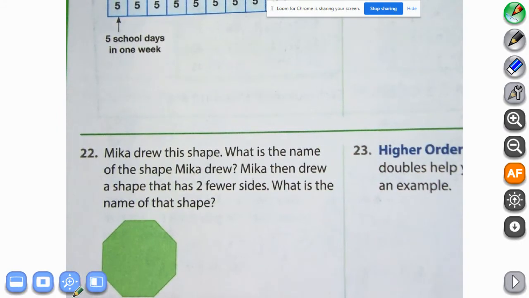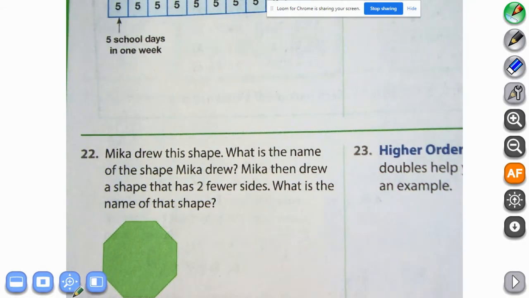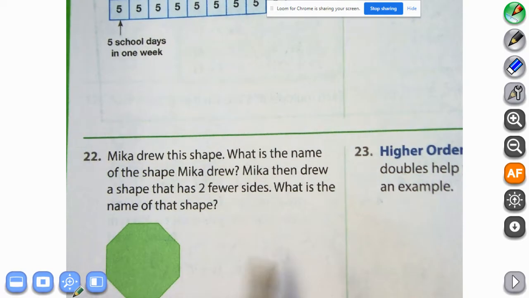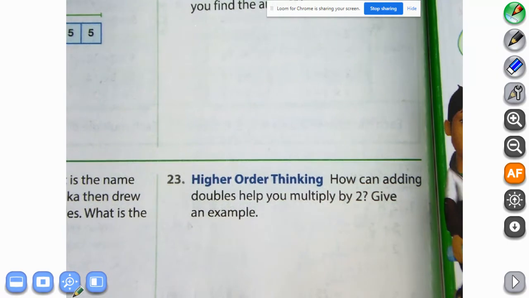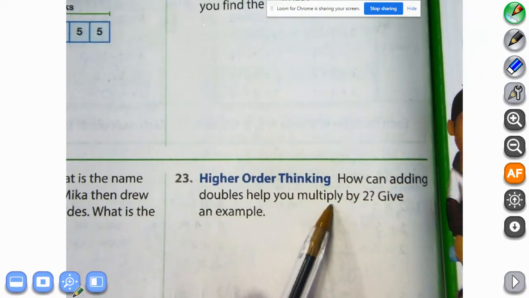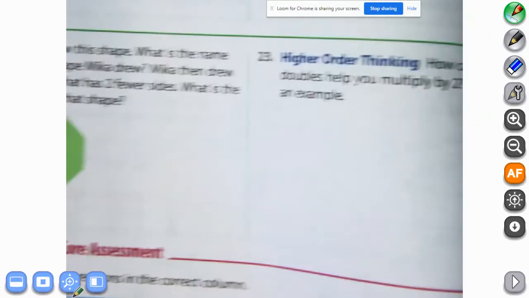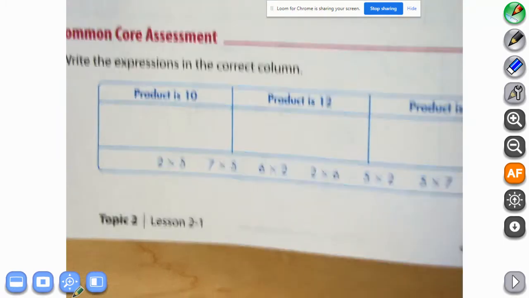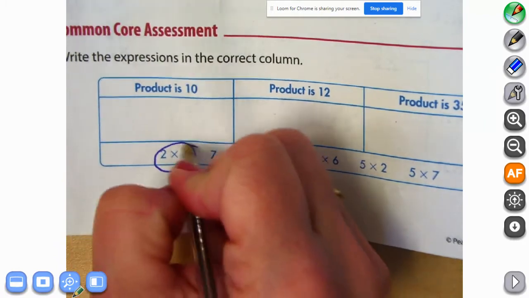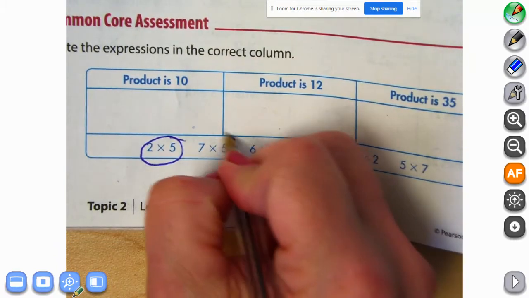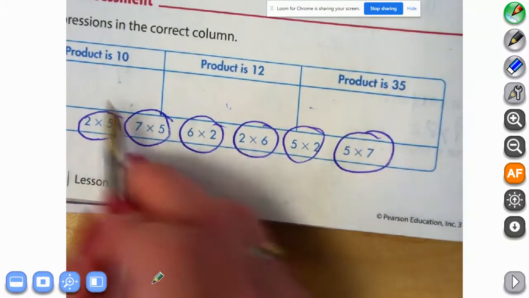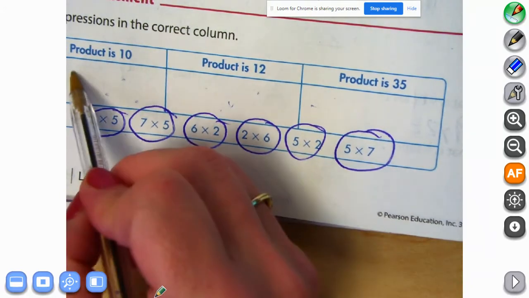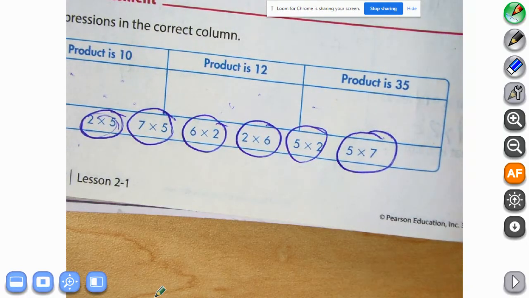All right. And 22, Micah drew this shape. What is the name of the shape Micah drew? Micah then drew a shape that has 2 fewer sides. What is the name of that shape? So you're looking for the shape of this one and then one that has 2 fewer sides. Number 23, how can adding doubles help you multiply by 2? Give an example. And number 24, it says write the expressions in the correct column. So you're going to be looking to write down 2 times 5 in 1 of these categories. So just look at those problems and plug them into product 10, product is 12, product is 35. You're just going to write the equation I circled in those spots.